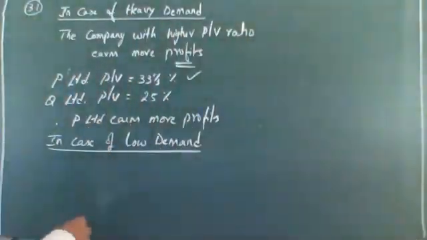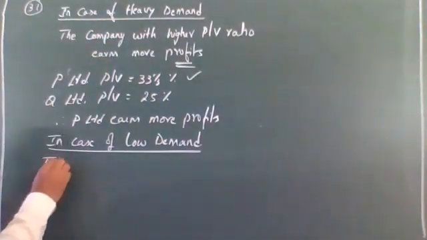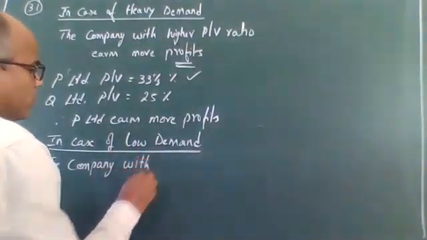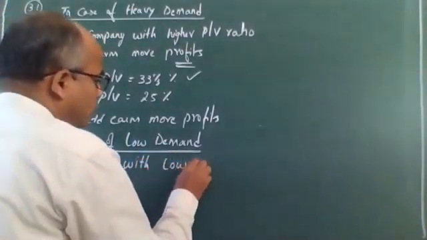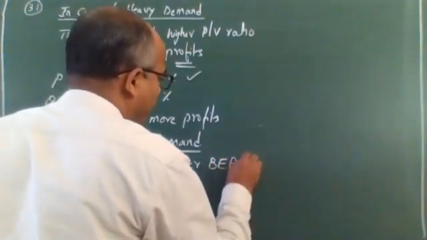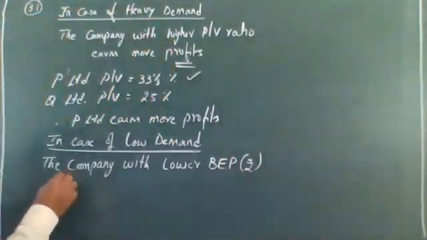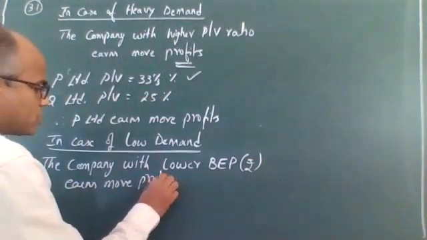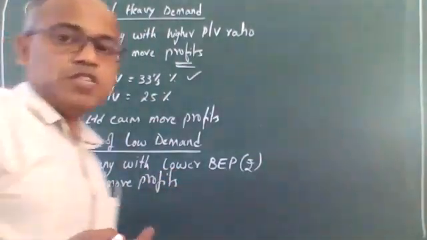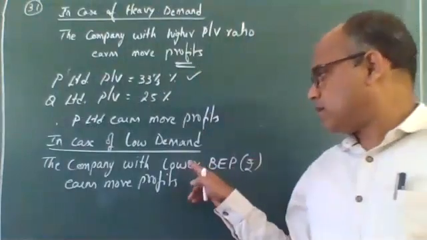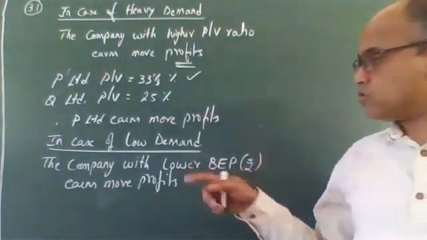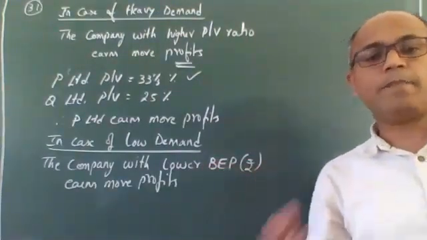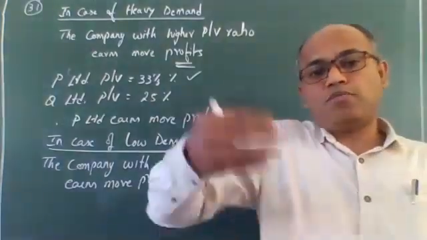So let us see the break-even point. The decision would be: the company with lower break-even point in terms of rupees earns more profits, because you are coming to the break-even point quickly. You will come to the break-even point because your break-even point is at a lower level. You will reach it quickly when compared to the other company. Therefore, you will fall into the profit zone quickly.